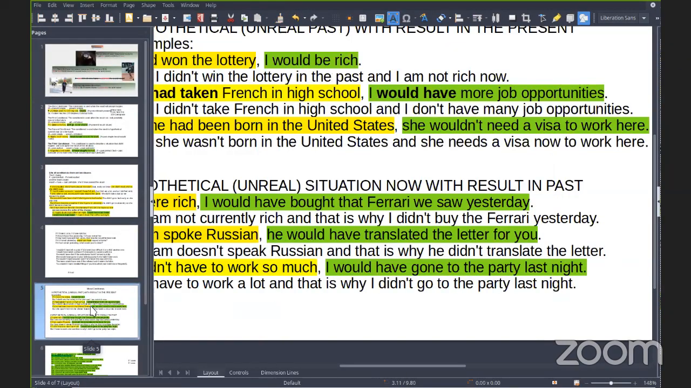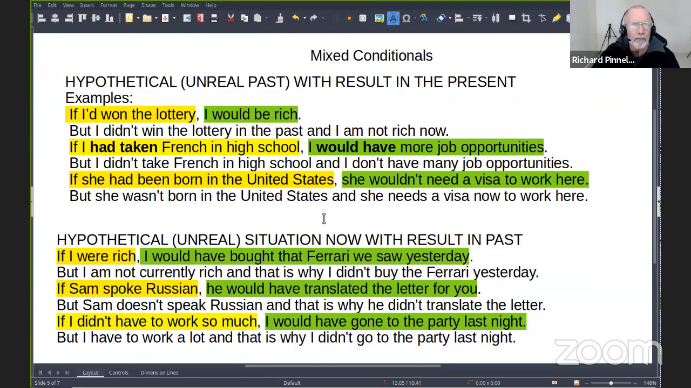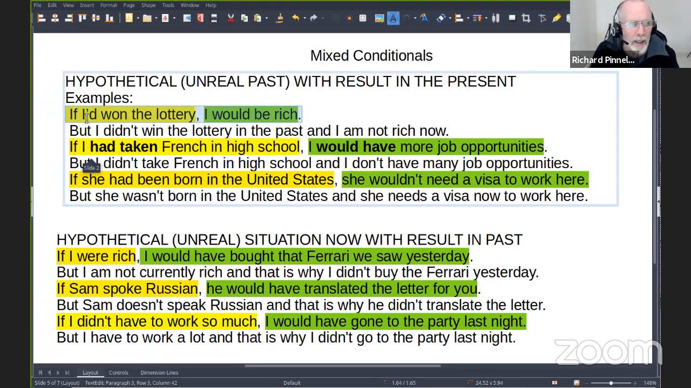So the last thing today is the mixed conditionals, because with mixed conditionals, sometimes we have an imaginary situation in the past, or hypothetical situation in the past, with a result now. So when we do that, we need to mix the two conditionals. So for example, if I'd won the lottery, I would be rich.